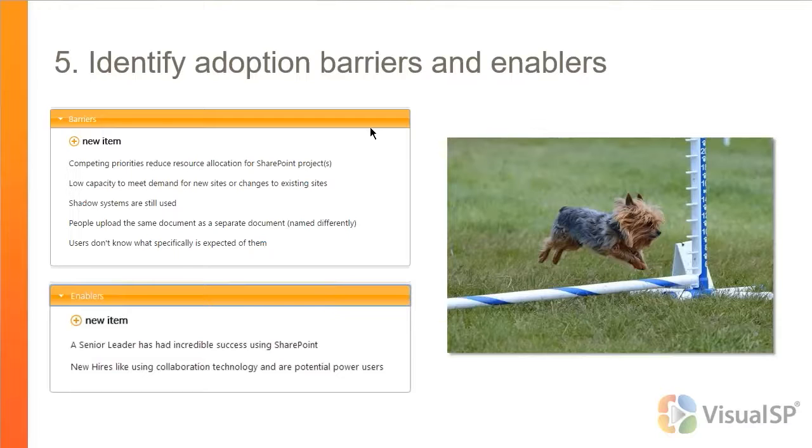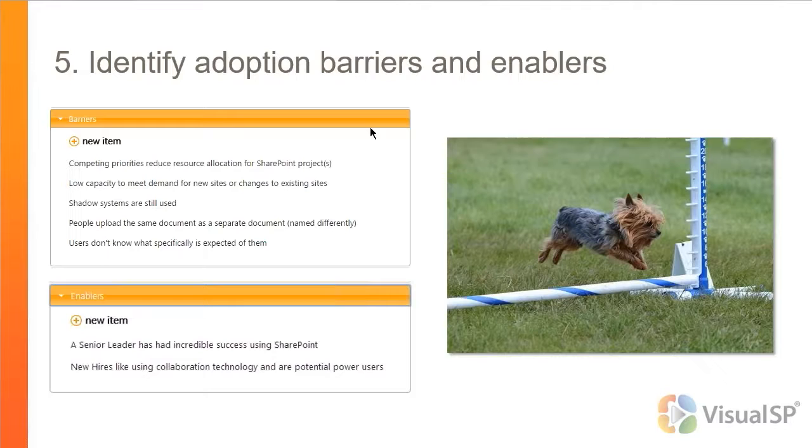The next step is to identify barriers to adoption as well as enablers. And let me talk about barriers first. I think that's more natural for us to consider. We're used to thinking of negative resistance to change.